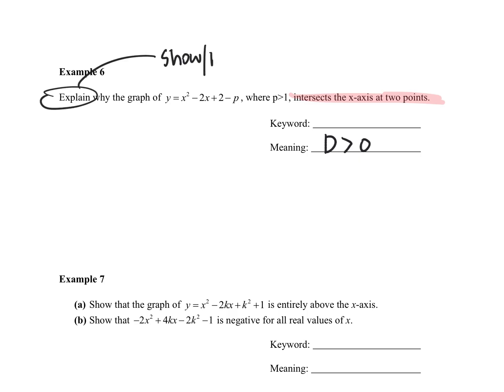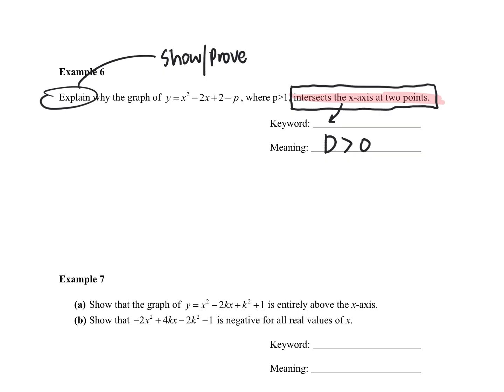When you see the word explain, means you need to show. Means you need to prove. Means you cannot use the result to prove it. You have to prove the result. So when they say prove that your graph intersect x-axis at 2 points, this is the keyword here. Okay, it means they want you to show that discriminant is greater than 0. You want to show. So you cannot write this out at the start. So this is very, very important.